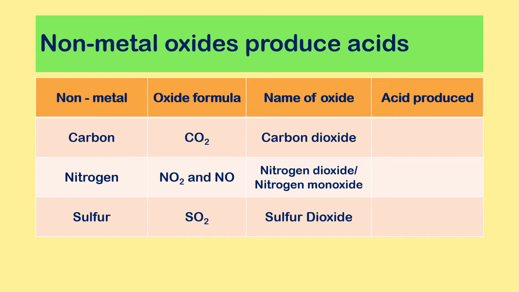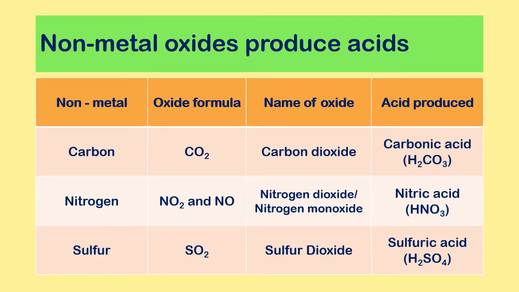Non-metal oxides are gases, and whenever they dissolve, they produce acids. The names of the acids produced from these are: carbonic acid is made when carbon dioxide dissolves in water, and that's one of the acids found in fizzy drinks, but it's also one of the acids found in acid rain. Nitric acid is produced whenever nitrogen oxides dissolve. And when sulfur dioxide dissolves, you can get sulfurous or sulfuric acid.